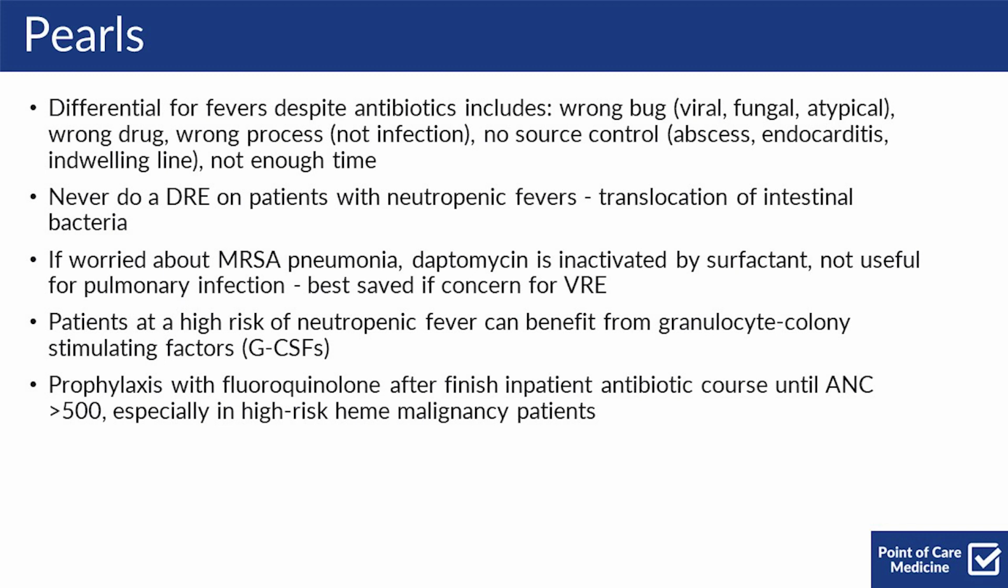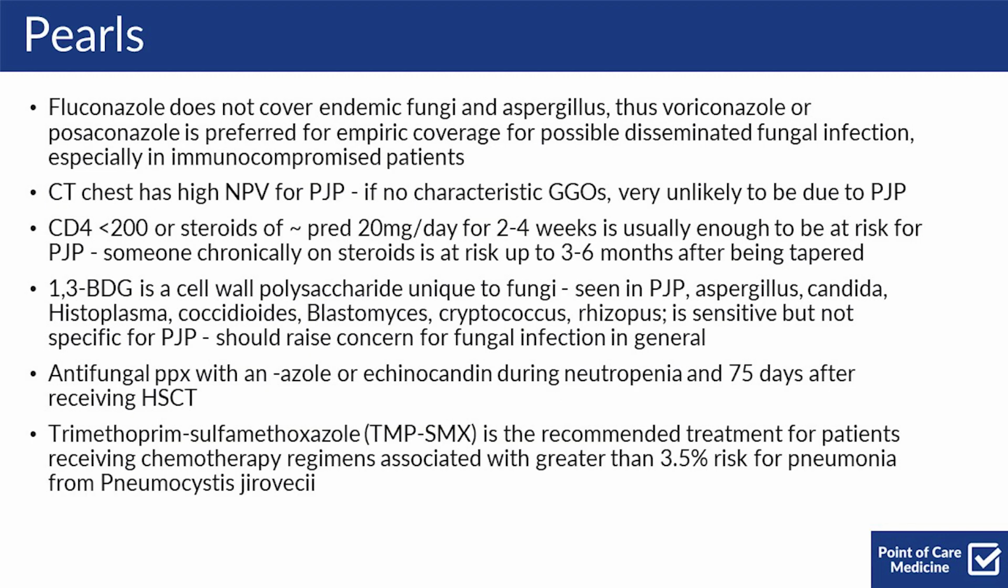Patients at a high risk of neutropenic fever can benefit from granulocyte colony stimulating factors, or GCSFs. You usually prophylax with fluoroquinolones after you finish your inpatient antibiotic course until your ANC is over 500, especially in high-risk heme malignancy patients. For fungal infections, again, fluconazole does not cover endemic fungi or Aspergillus, so voriconazole or posaconazole is preferred for empiric coverage for possible disseminated fungal infections, especially if the patient's immunocompromised.